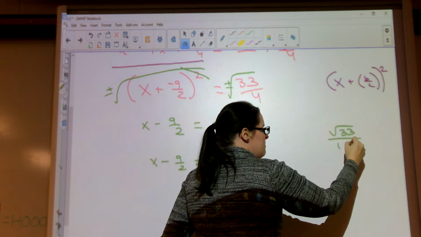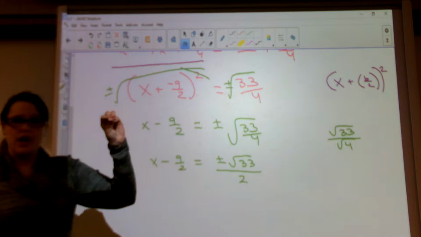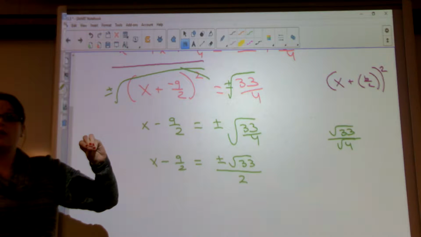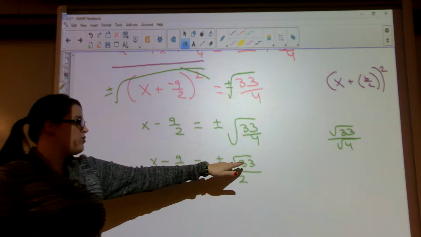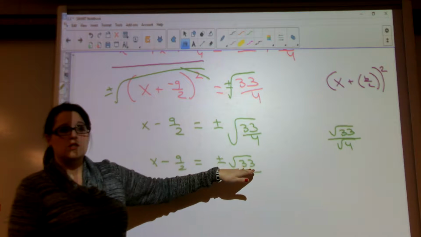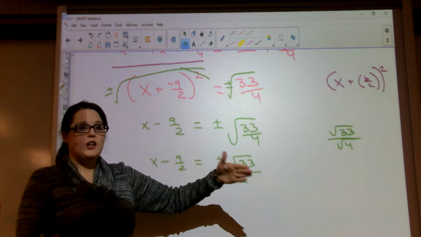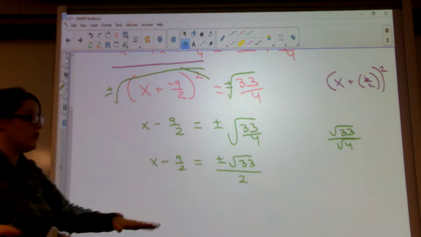Anyone see where I got that? I took the square root of the top, square root of the bottom. Bottom's a perfect square. Now, does 33 reduce? No, we get 3 and 11. We don't get any pairs. Okay, but you have to check, see if it reduces.